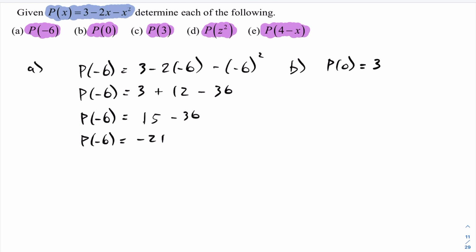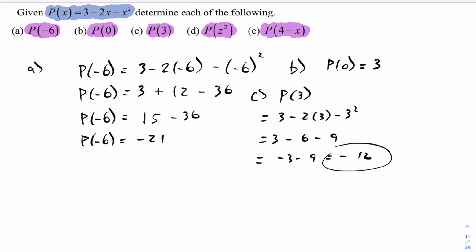Looking at C, we're now going to evaluate this at 3. Evaluating p at 3, everywhere I see an x, I change that to a 3 here. You'll notice here I do my calculations. This becomes -6. Again, common mistake here: this output is going to be a -9, as you see. The reason for that is that the power of 2 is being applied just to the 3. That minus sign is out in front and being applied afterwards. So our final answer for C is going to be -12. Continuing on here, if you look at part D, we're evaluating the function at z squared.